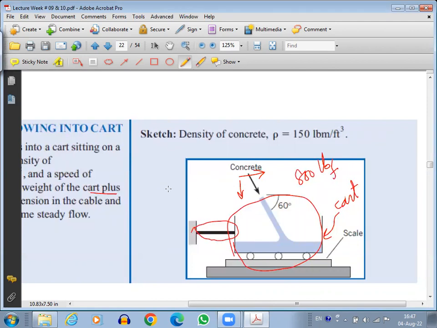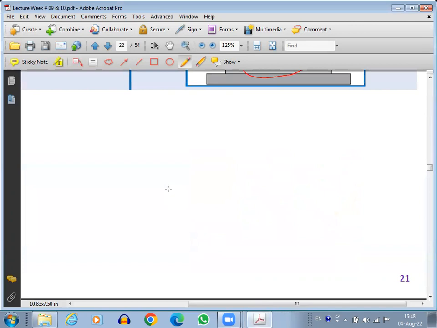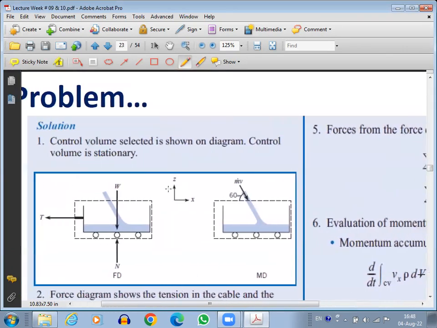Okay, previously with the rocket case, it was a one-dimensional problem because all the components were only there in the z direction. But here you will have it in z direction as well as in x direction. Okay, so you'll have two components here. So obviously two equations of momentum will be used. So now the first thing, as I told you, would be to draw the free body diagram. For the free body diagram, we have two diagrams. One is the force diagram, other is the momentum diagram.